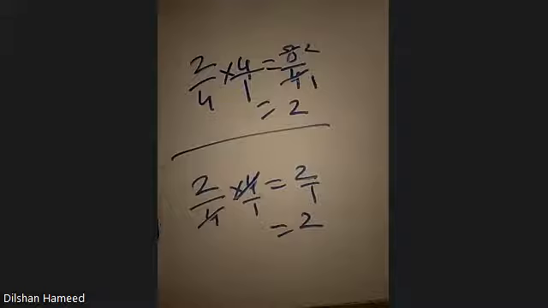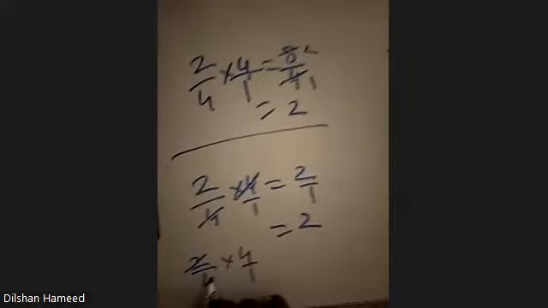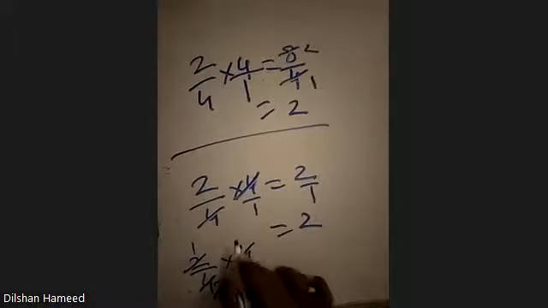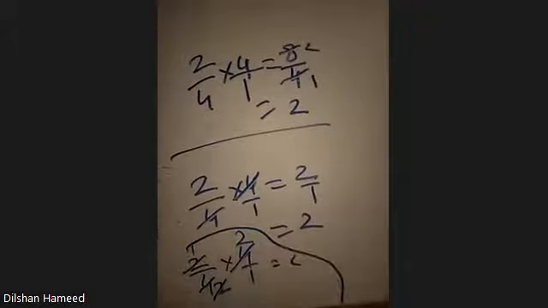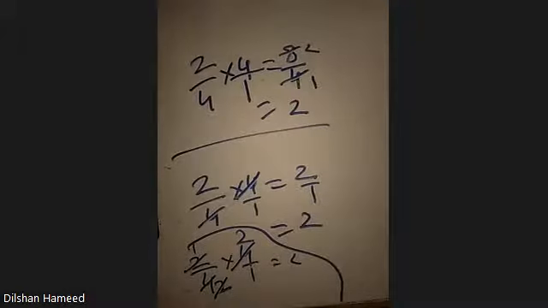You can approach the question in many ways. You can even do it like this: 2 upon 4 into 4 upon 1. So 1 twos are 2, 2 twos are 4. And then 1 twos are 2, 2 twos are 4. So you get the answer 2. This is another way. The maths you can answer in different ways.